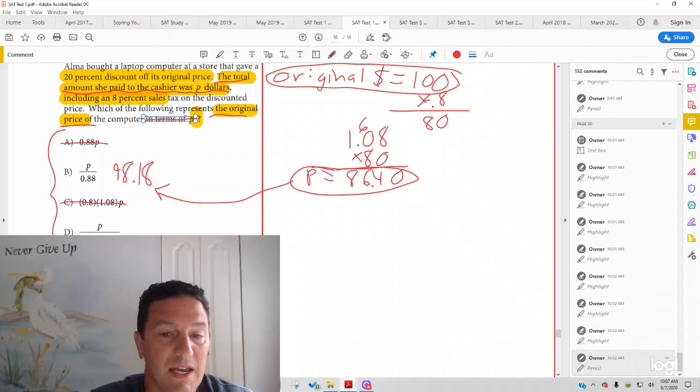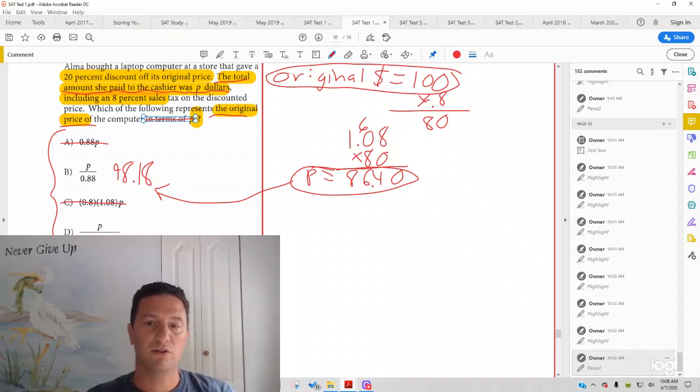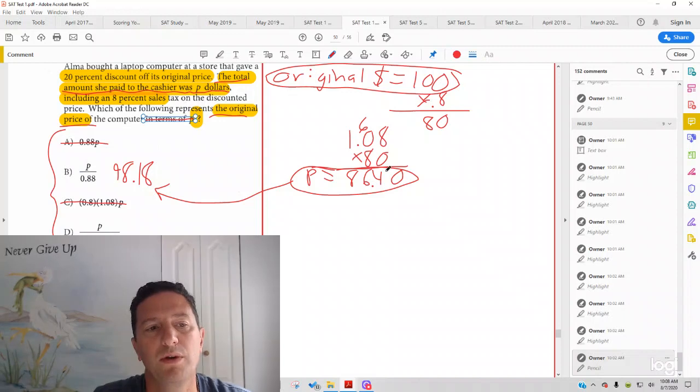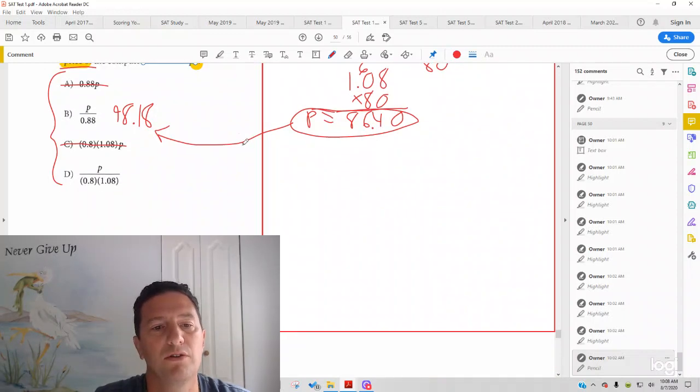So I'm going to plug into answer choice D exactly as it looks. In place of D on the top, I'm going to put 86.4, and on the bottom, I'm going to put exactly how it looks, 0.8 in parentheses next to 1.08 in parentheses. And then I just hit enter, and voila, I get 100. That answered my question. It's exactly what I was looking for, the original price 100. Now, we're going to look at method 2. So there's your answer choice D, in case you can't see it.